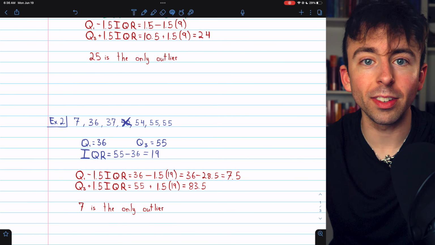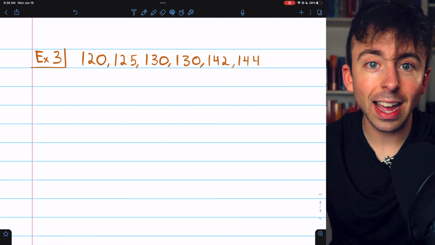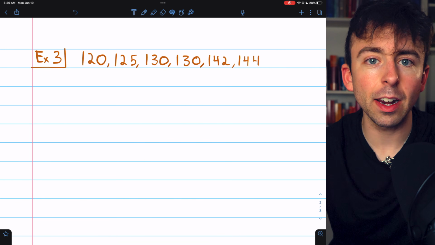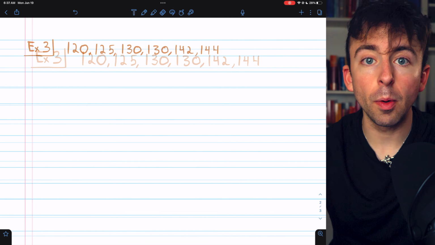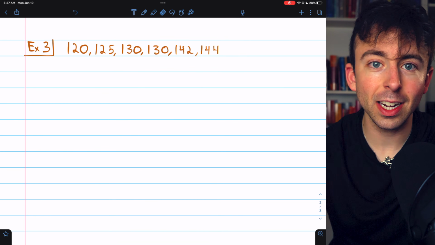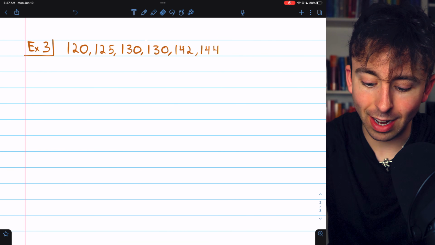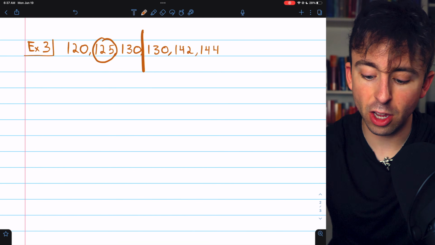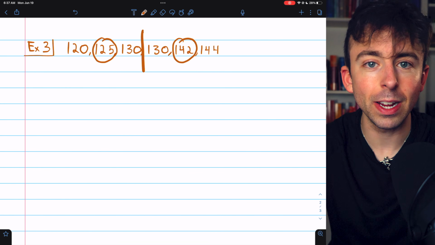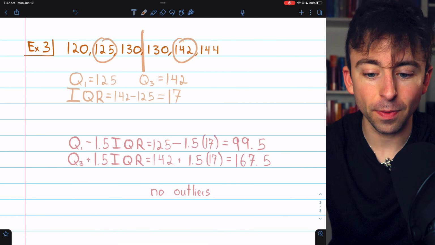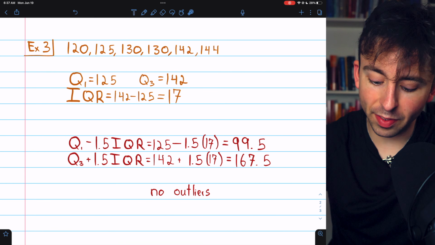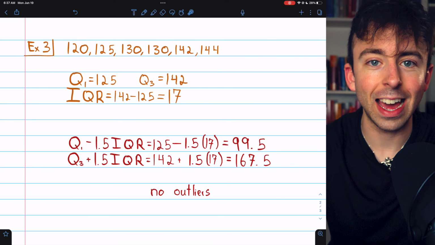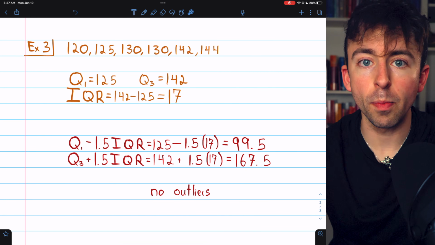Let me give you one more example to try on your own. Here's a data set consisting of 6 numbers. Try to find the interquartile range and identify any potential outliers. I'll put the solution on screen in just a second. Hopefully you accurately split the data down the middle, just like that, and identified 125 as Q1 and 142 as Q3. All right, let me put on the full solution. The interquartile range turns out to be 17, and once you run the calculations, there are no outliers in this data set.